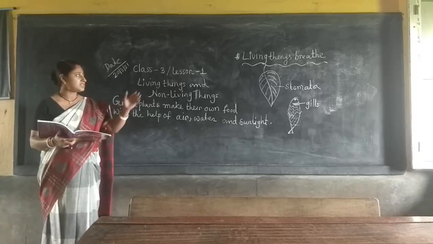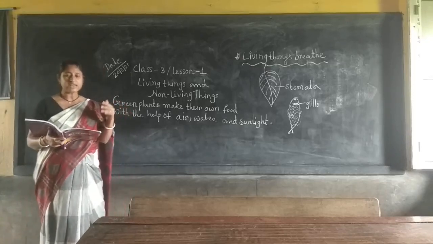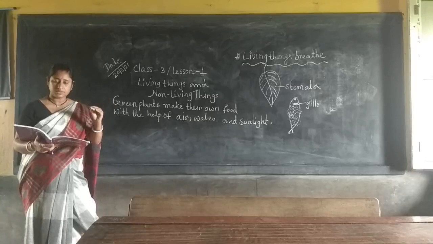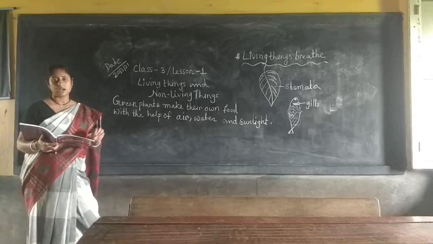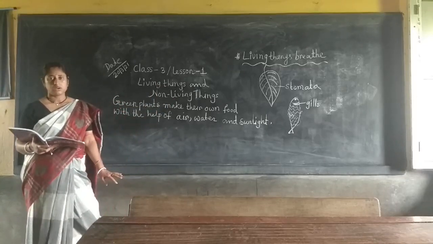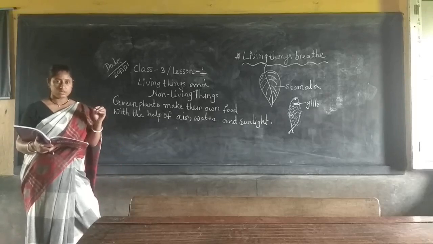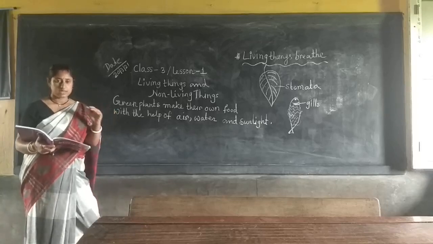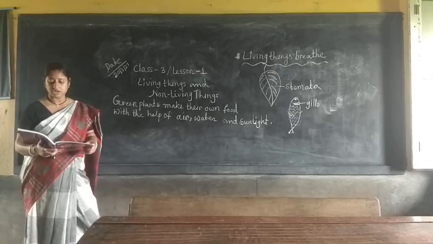Different types of living things have different special structures to carry out breathing. First one, plants breathe through very small openings called stomata. Fish and octopus, those living in water, breathe through gills, and human beings breathe through their nose. Insects like ants and butterflies breathe through air holes in their body. Okay?